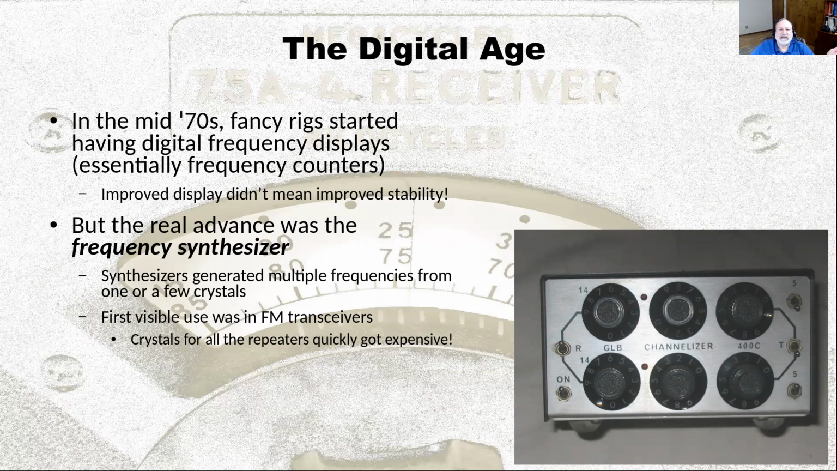As more and more repeaters came along, it became very expensive to buy a pair of crystals for each repeater in your neighborhood. So someone realized that they could come up with a circuit that would generate multiple frequencies and that could replace the crystals. A couple of companies did that. The one shown in the picture here is the GLB channelizer, which would let you dial in any frequency in the 2 meter band with 5 kilohertz resolution and replace all those crystals. It was a pain to wire it into your radio, but it worked.